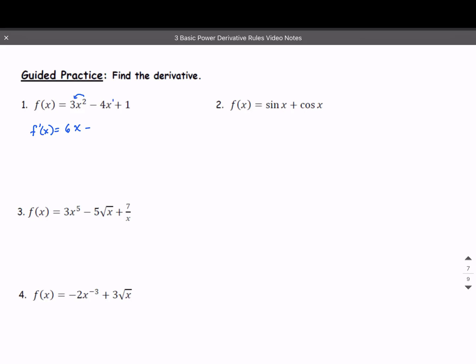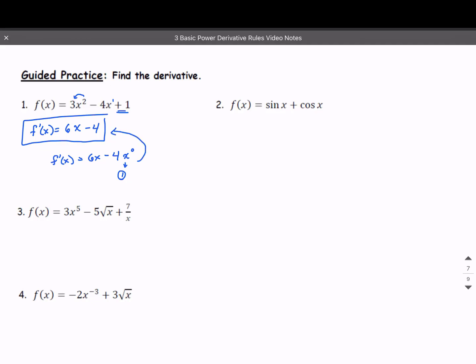Minus, now the exponent on x is 1. 1 times 4 is just the 4. And the new exponent is 0, which means it's 1 and I don't need it. Plus, the derivative of 1 is 0. So here we go. Remember, that was 6x minus 4 times x to the 0. But that x to the 0 is 1, and 1 times negative 4 just leaves you with that negative 4.